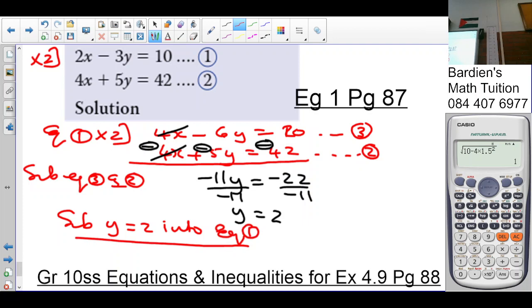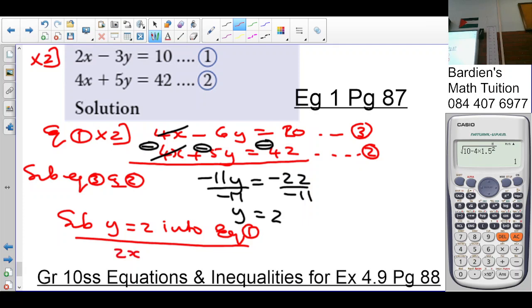Why equation 1? It's one of the two. Because 3 still has a coefficient, a factor of 2 as well. So if you had substituted into 2 or 3, no problem, you get the same correct answer. Okay, I'm just going to go with 1. Then what should I write?